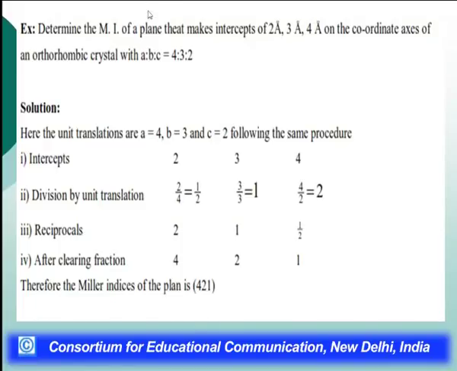And the next example: Miller indices of a plane having the intercepts 2a, 3b, 4c on the coordinate axes of the orthorhombic crystal, whose a ratio b ratio c will be 4, 3, 2. Then the unit translations are a is equal to 4, b is equal to 3 and c is equal to 2. Following the same procedure, we have the intercepts 2, 3, 4. Now division: 2 by 4, 3 by 3 and 4 by 2, which is 1 by 2, 1, 2. Reciprocal: 2, 1, 1 by 2. After clearing the fractions we have 4, 2, 1. Now the Miller indices for this plane with intercepts 2, 3, 4 will be 4, 2, 1.